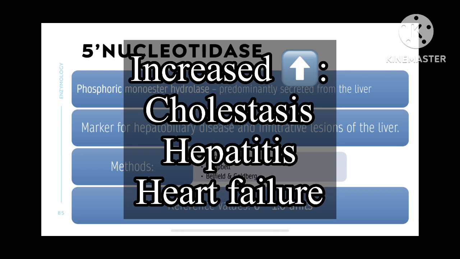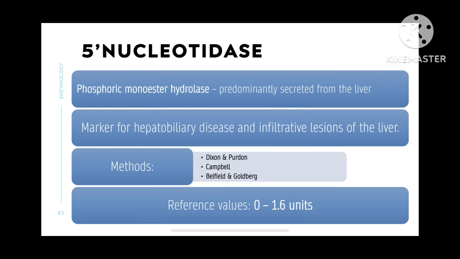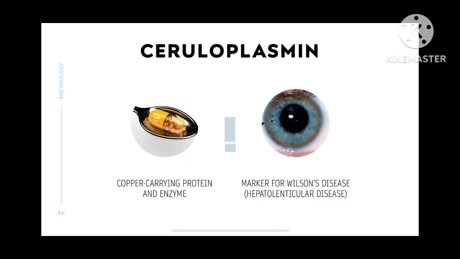Heart failure, hepatitis, or if there's an inflamed liver, and also lack of blood flow to the liver. The deficiency of this enzyme, on the other hand, can cause non-spherolytic hemolytic anemia. Another enzyme would be ceruloplasmin.